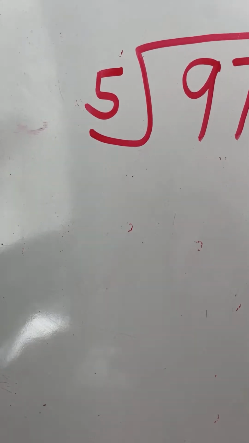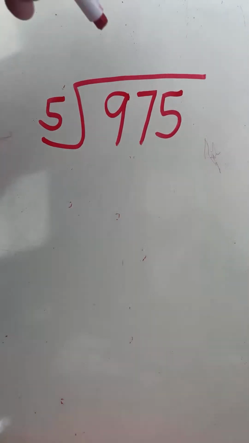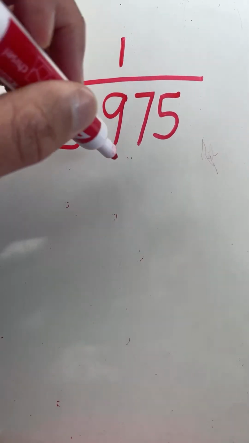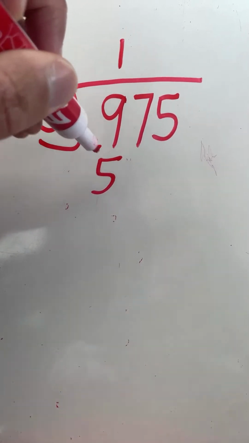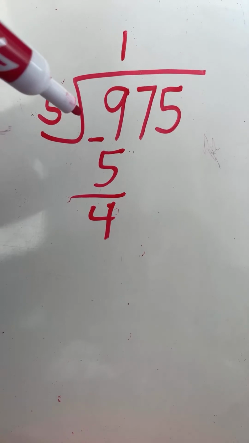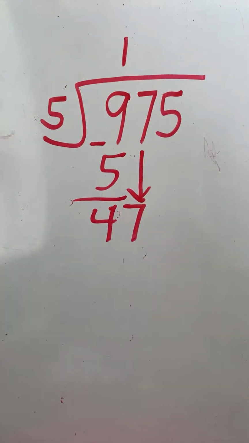9 is bigger than 5, so we can start with single digit division here. 9 divided by 5 equals 1. 1 times 5 is 5. That's what we subtract. 9 minus 5 equals 4. 4 is our remainder. Then we bring down the 7.